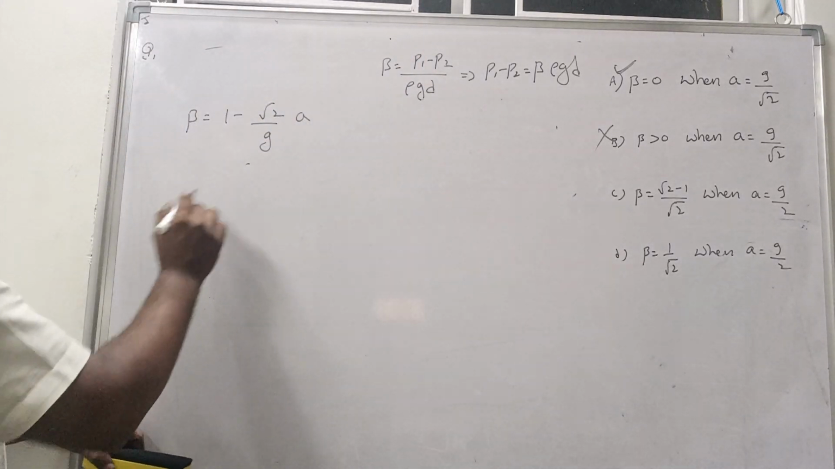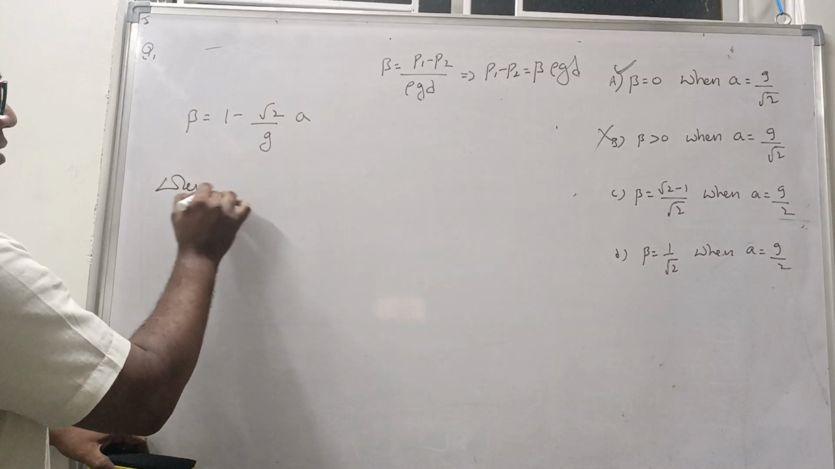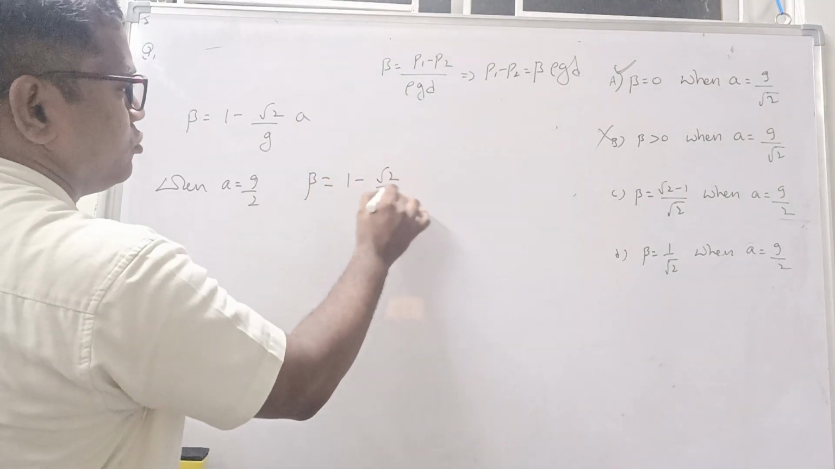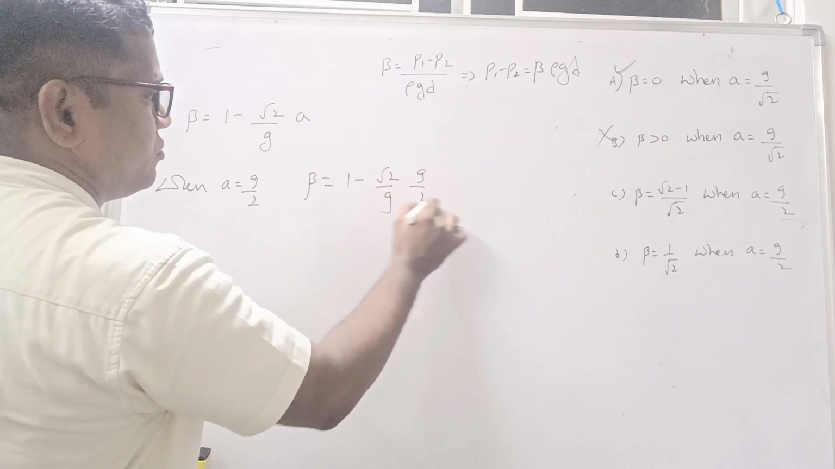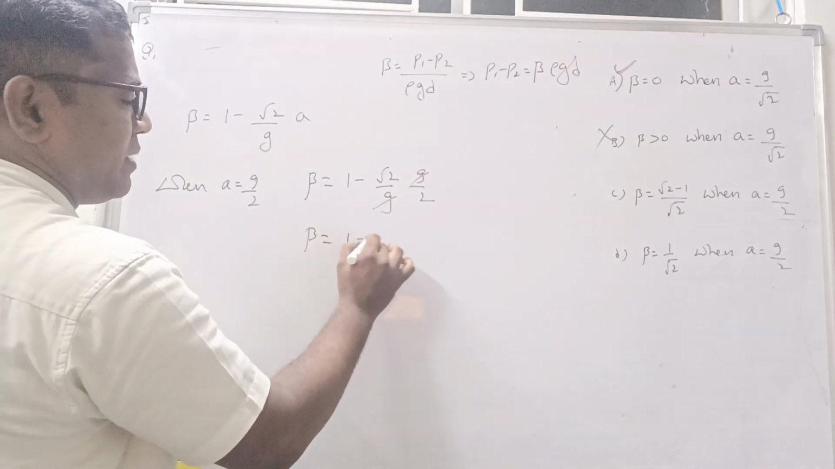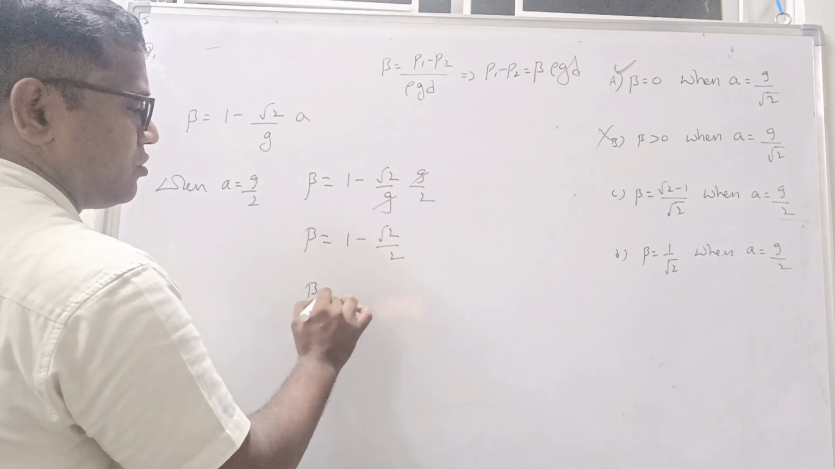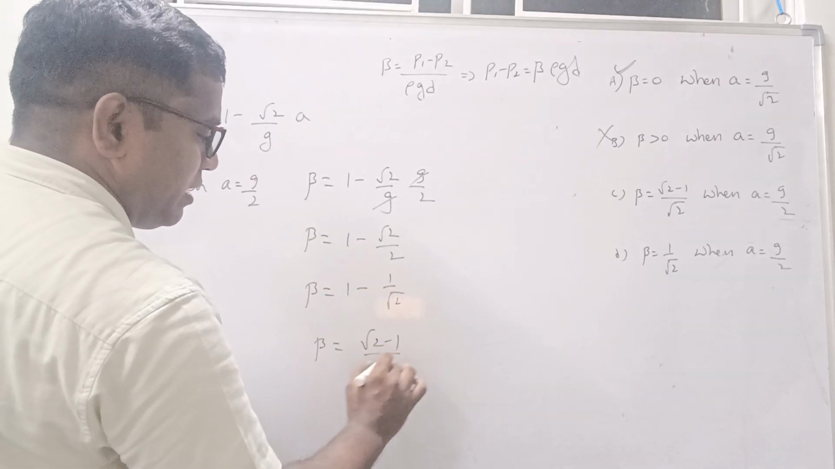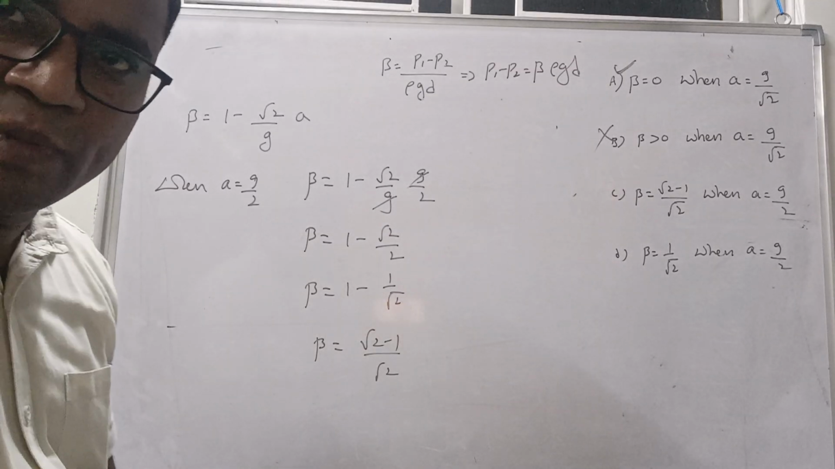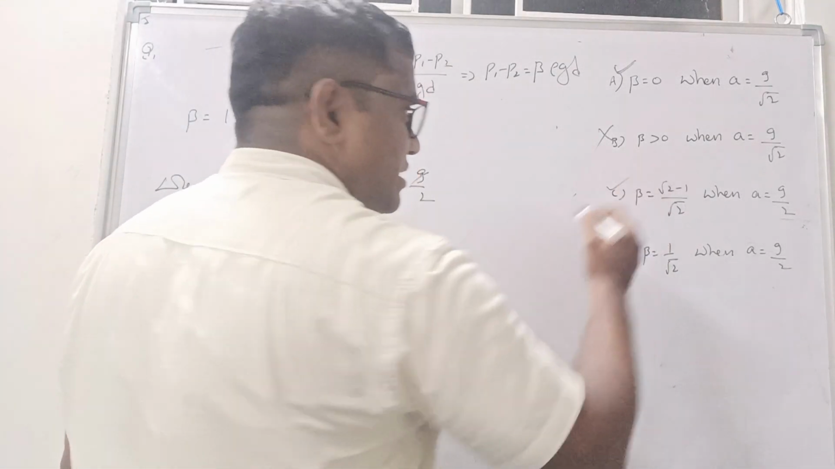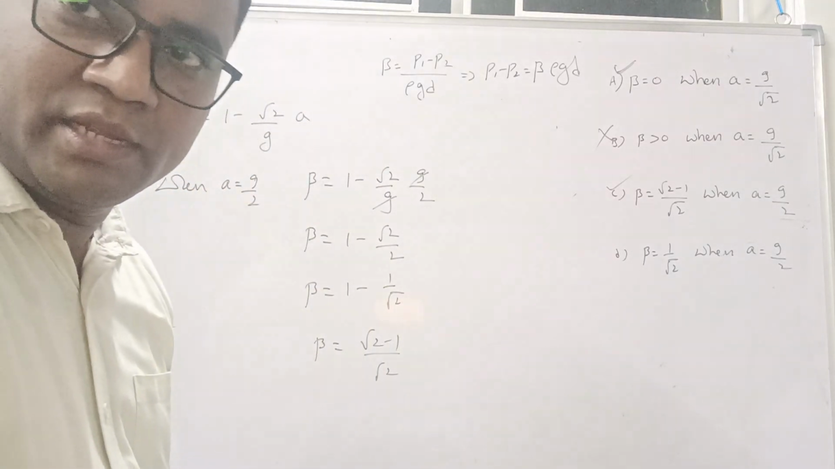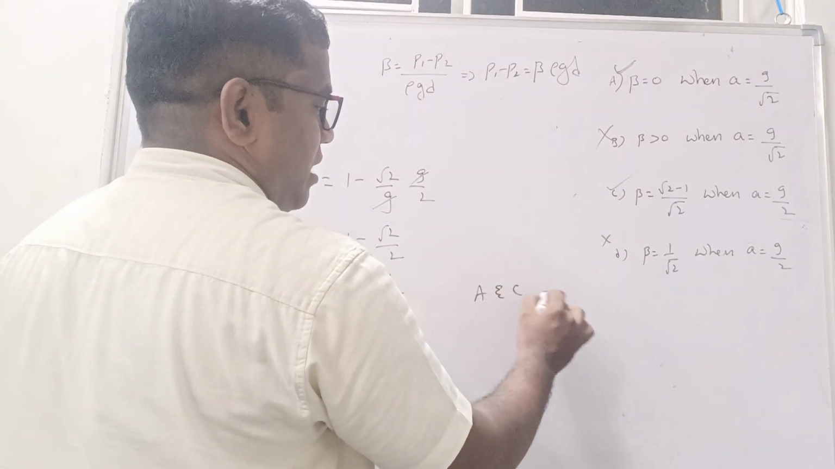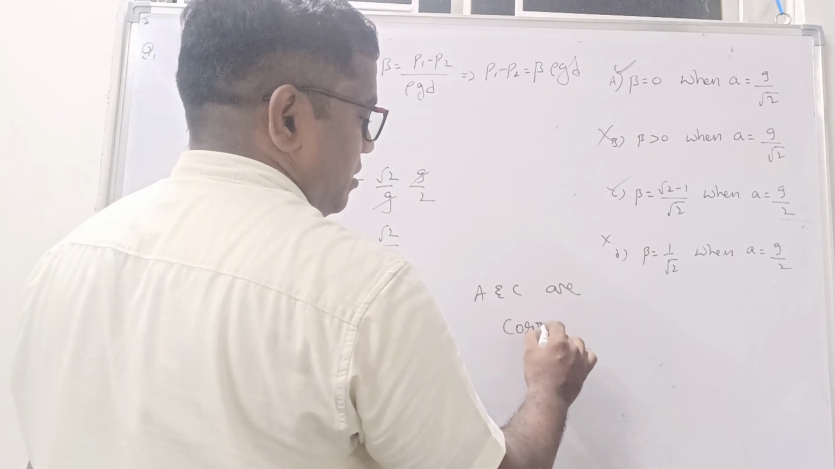Now see again. When A is equal to G by 2, we know beta is equal to 1 minus root 2 by G, and A is equal to G by 2. This one cancels. Beta is equal to 1 minus root 2 by 2, so beta is equal to 1 minus 1 by root 2. So beta is equal to root 2 minus 1 by root 2, which means option C is correct. So option D is wrong. So here A and C are correct.